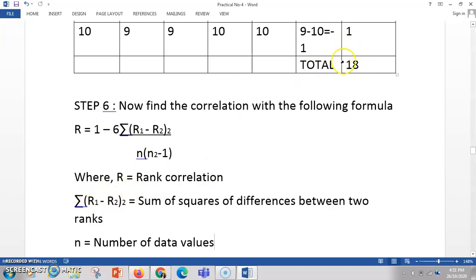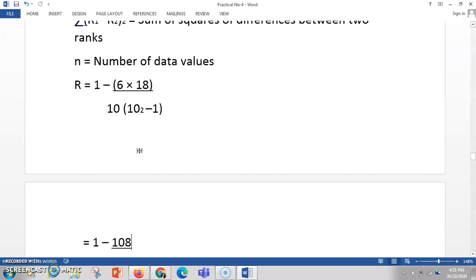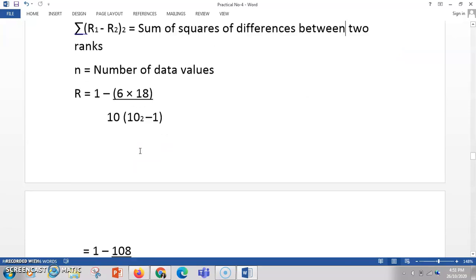This value, that is 18. So that is the value which you will be writing here. Okay. And N is what? The number of data. We have the data from 1 to 10. So the value of N is what? 10. So we have just plotted it here.